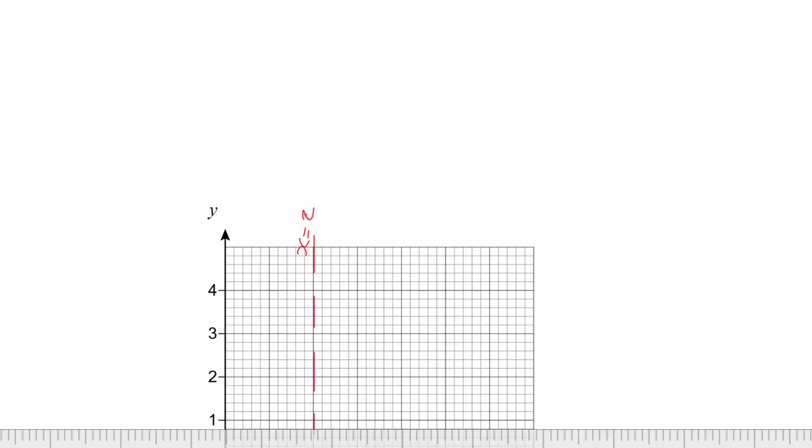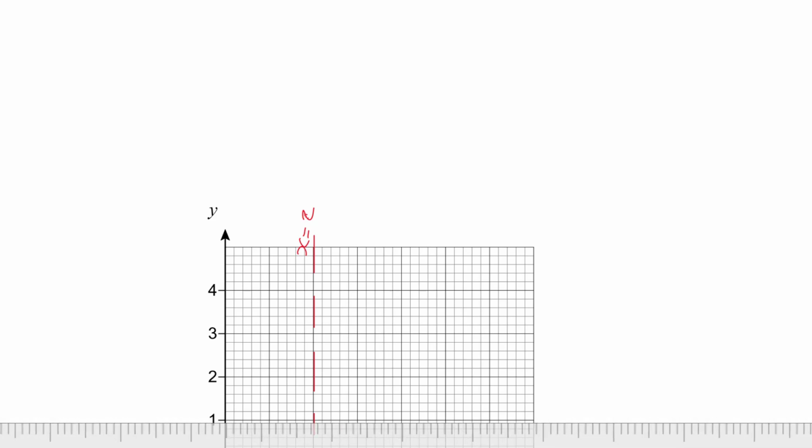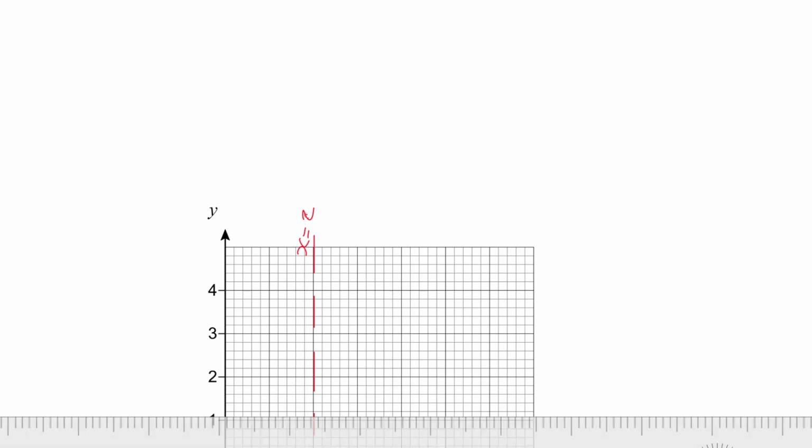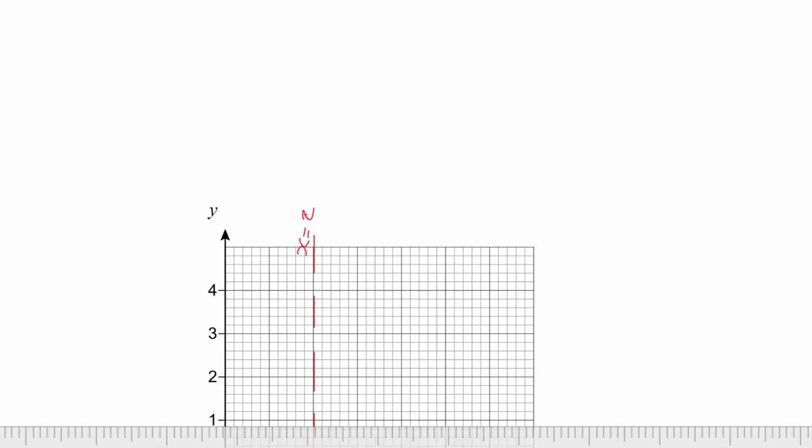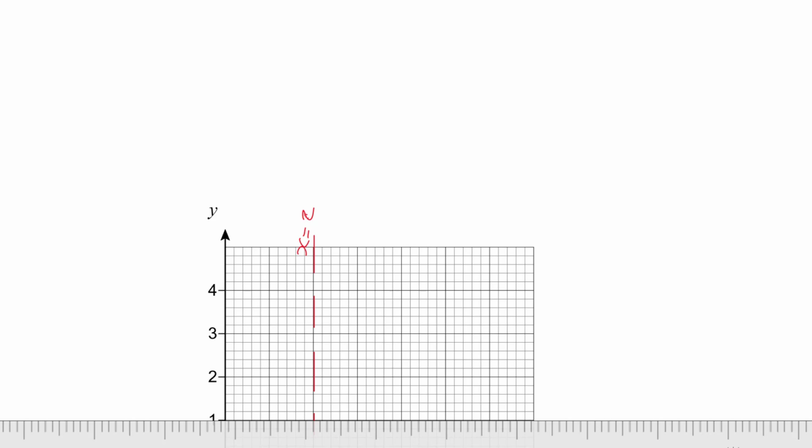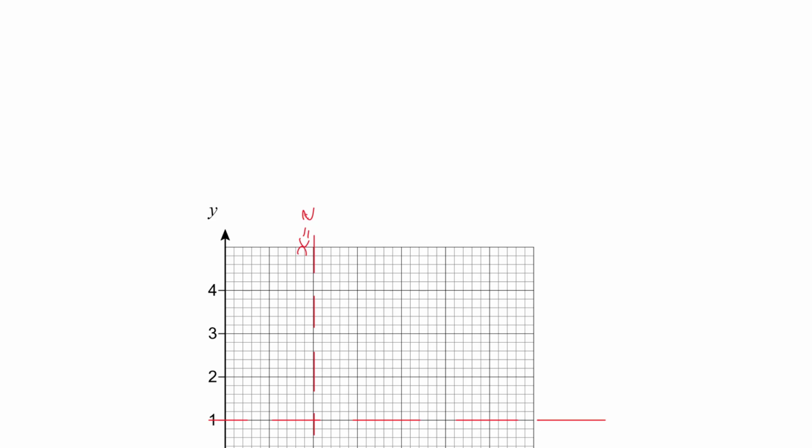So I'm going to draw a line here, and again I'm going to use a broken line because it's strictly greater than 1. It's not greater than or equal to. Okay, so I can draw a dotted line, kind of a broken line there. Okay, so that's my line y is equal to 1.